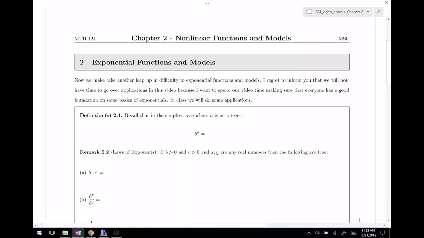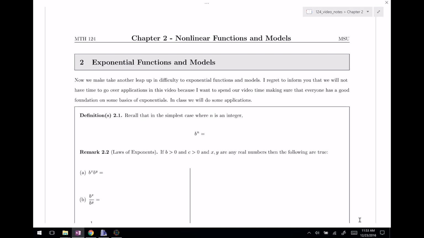Welcome back everyone to section 2, exponential functions and models. Again, we're going to take another leap up in difficulty here. Last time we talked about quadratics, before that it was linear functions. Now we're moving on to exponential functions. Exponentials have a lot of rules that go along with them.